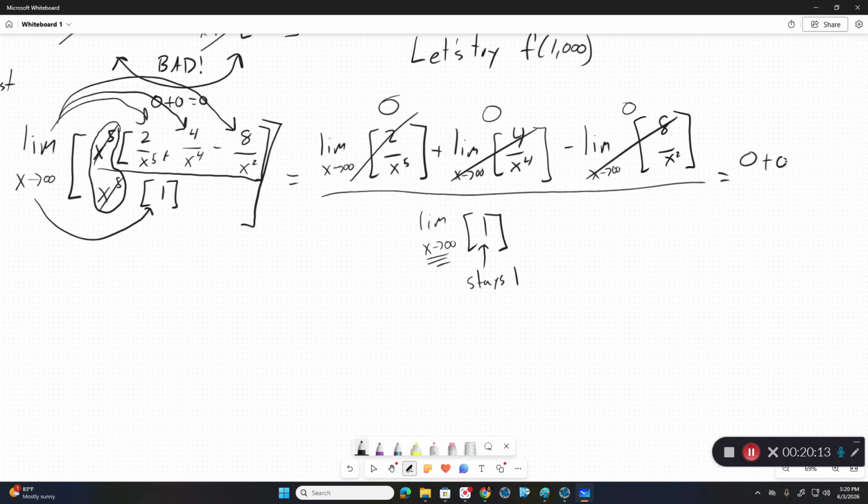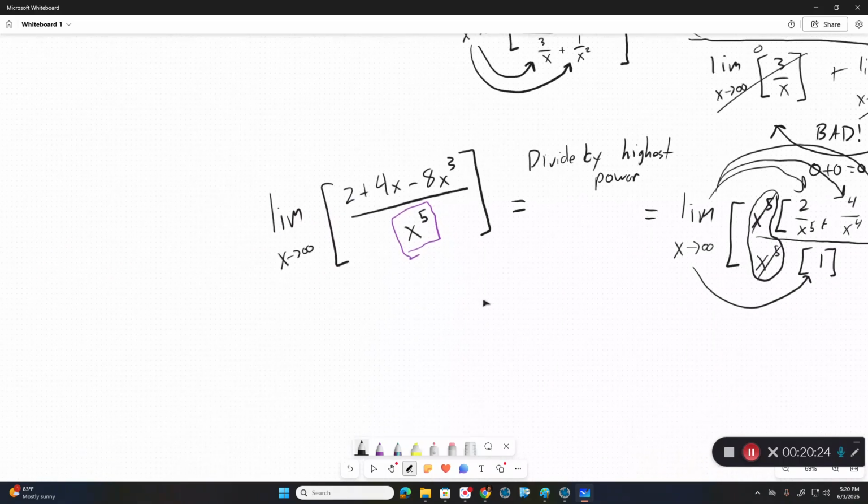So 0 plus 0 minus 0 over 1, that's a finite value of 0. And that actually goes back and it answers the question: the limit as x approaches infinity of 2 plus 4x minus 8x cubed divided by x to the 5th is 0. And again, this might be a pre-calculus rule where you say, oh, the degree is larger on the bottom than it is on the top. We're done with those rules.